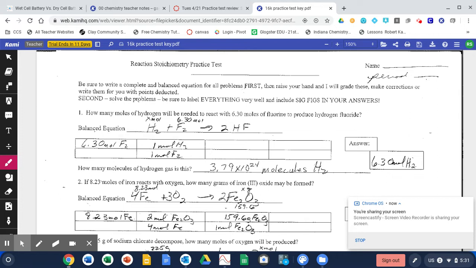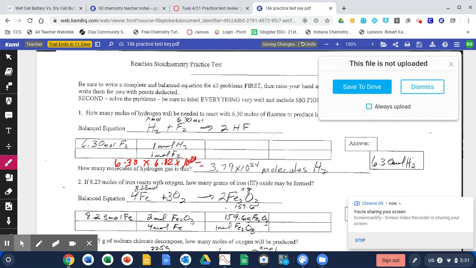To get the second part of this question, you're going to take that 6.30 and take it times Avogadro's number, and that's going to give you the answer that you see there. And so that's how you get that one.